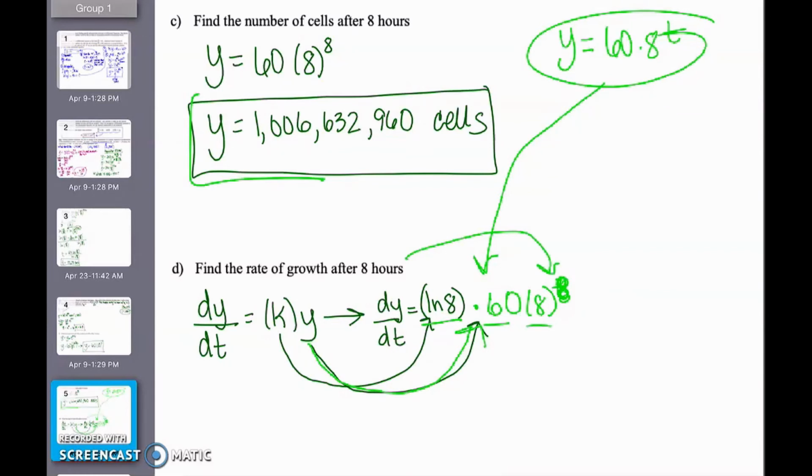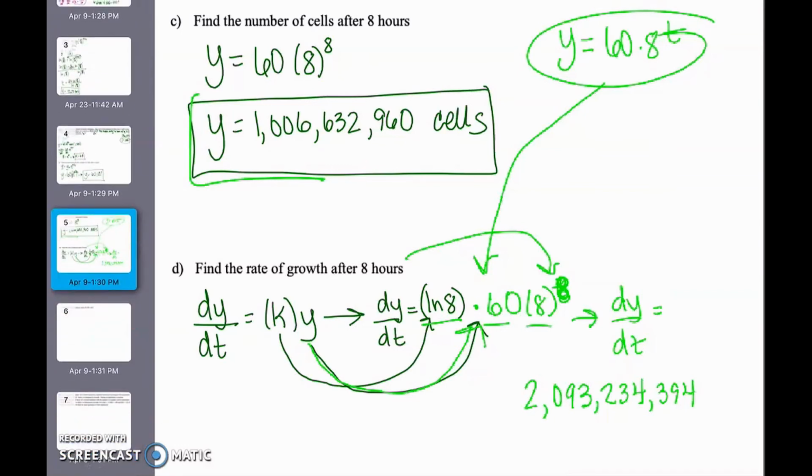So I just multiply those things together and I get dy dt is equal to, also a pretty big number here. I'm going to write it below. It's 2,093,234,394. That is the rate of growth. That's the derivative at the time when t equals 8. That's our dy dt when t is 8.